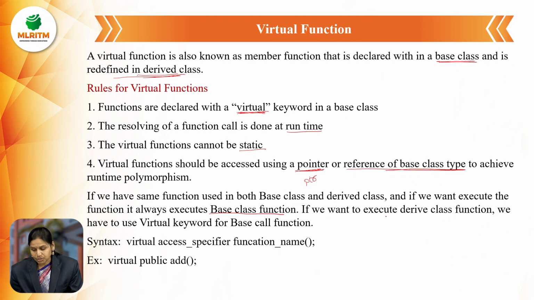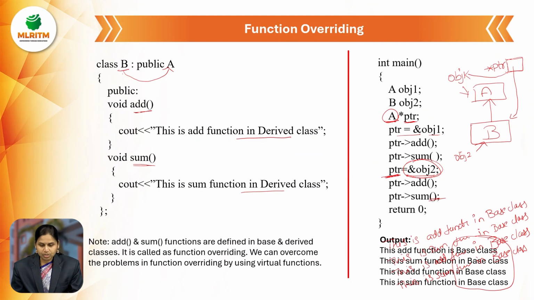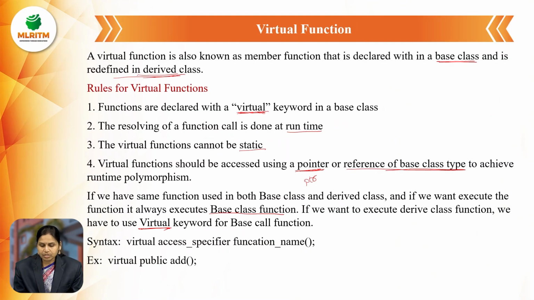If we want to execute the derived class function, we have to use the virtual keyword for the base class function. So, the same program is used, but we have to use the keyword virtual. Use the virtual keyword before the function name in the base class only, not in the derived class. The syntax is virtual keyword, public access specifier, and the function name sum.